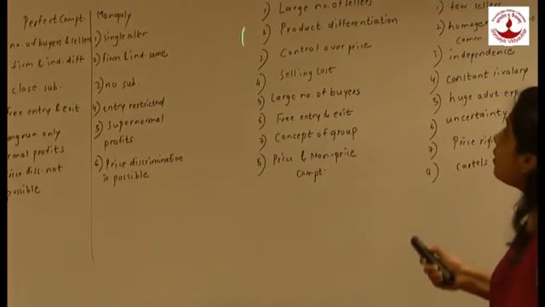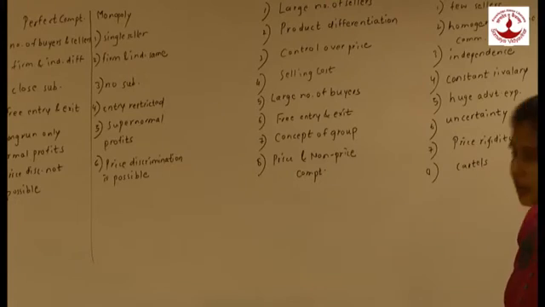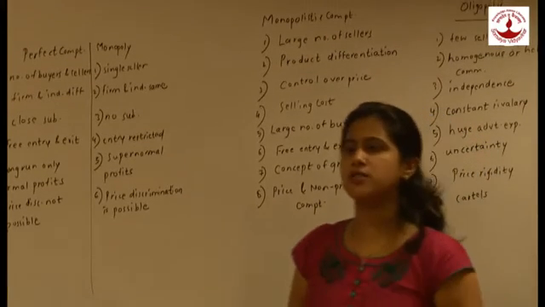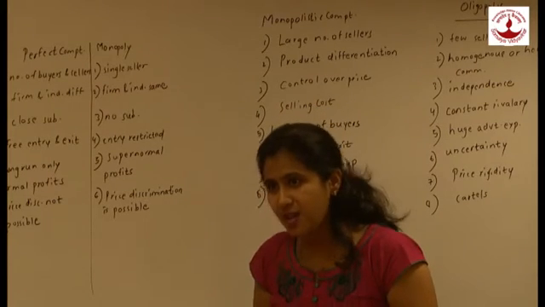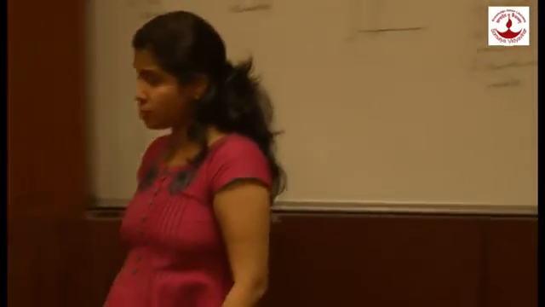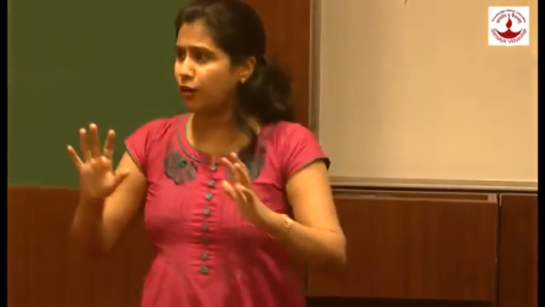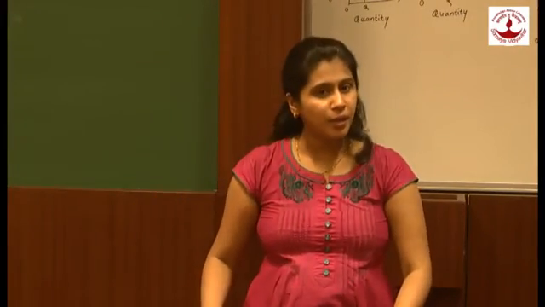Apart from that, selling cost is the main feature. Again, just like product differentiation, selling cost is another very important feature of monopolistic competition. Now, why is selling cost required in this market? Just now I told you that the products are close substitutes of each other, and they just differ in terms of color, size, shape, etc. And therefore buyers can switch their choices, and that's the reason selling cost is very important.